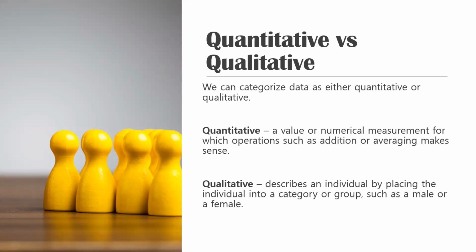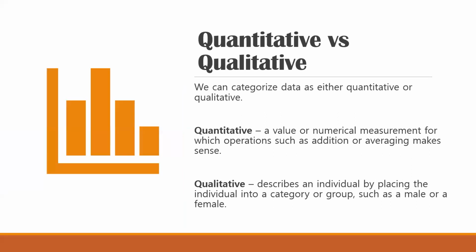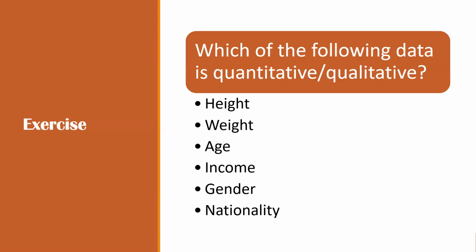Finally, we can categorize data as either quantitative or qualitative. Quantitative data is a value or numerical measurement for which operations such as addition or averaging make sense. And qualitative describes an individual by placing the individual into a category or group such as male or female. Yeah, we did this already.